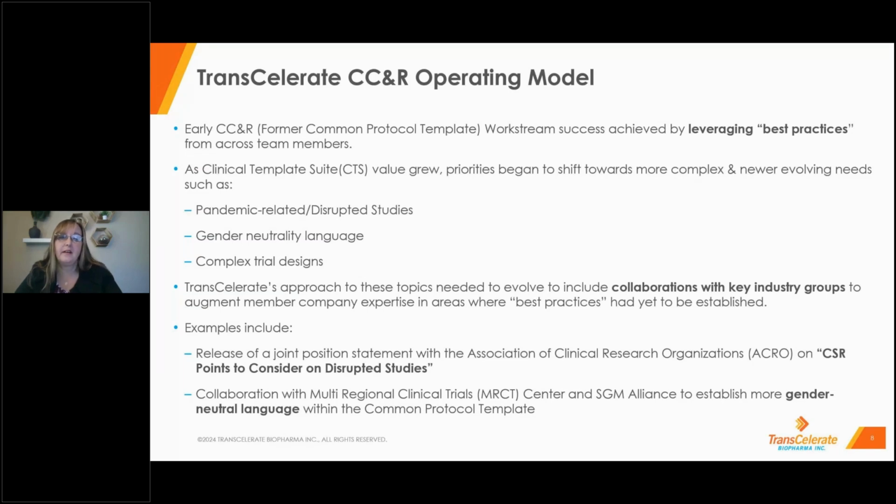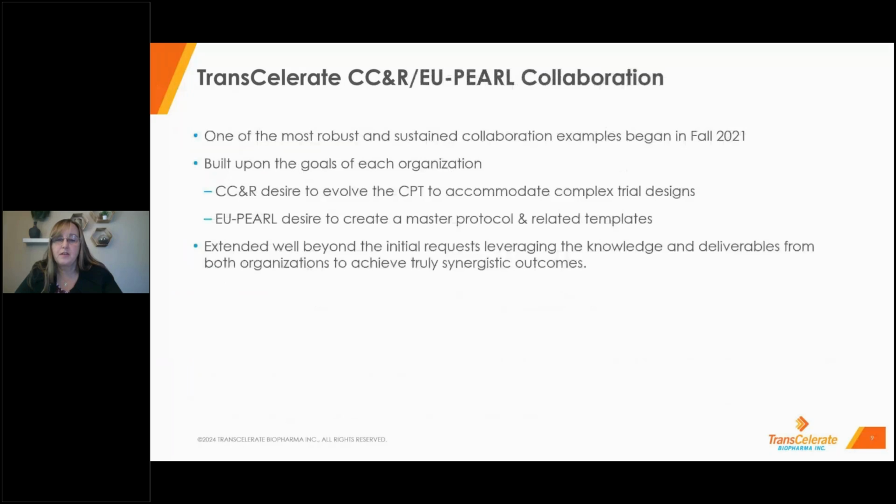Today, on the next slide, we will focus on the collaboration with the EU-PEARL team. This has actually been going on for a number of years. I believe our first conversation was in fall 2021. And we found two groups who were working on related but different initiatives, and were able to come together to really share some learnings and really learn from each other and evolve the solutions to really result in a greater benefit of all of the deliverables.